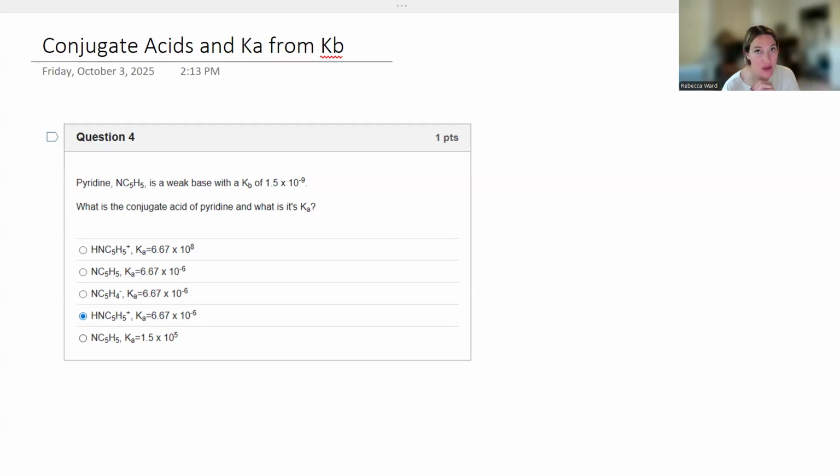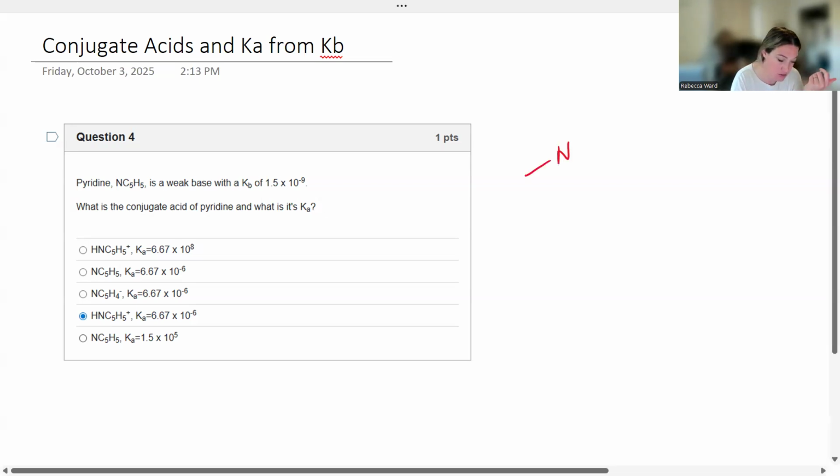All right, here we're looking at a question about the relationship between a weak base and its weak acid, the chemical structure, like the molecular identity of it, as well as how we can take a Kb and calculate a Ka. All right, so we're looking at pyridine here. You don't need to draw out the structure, but you could if you wanted to.